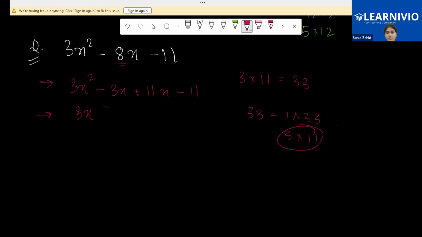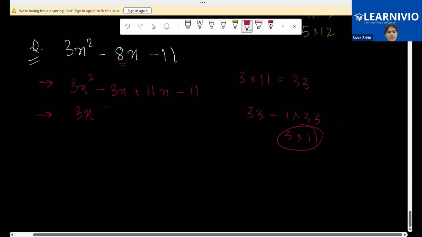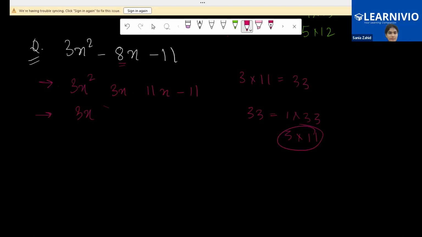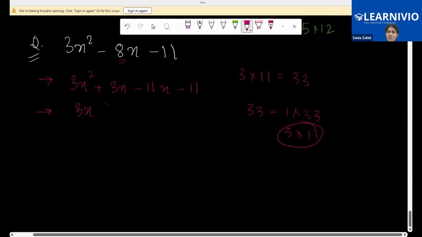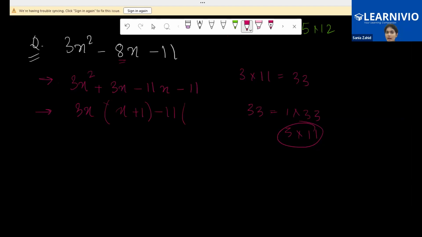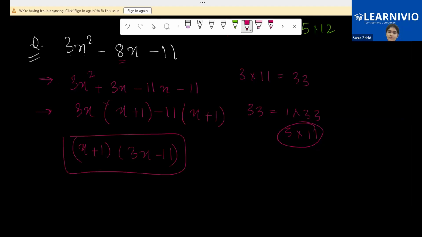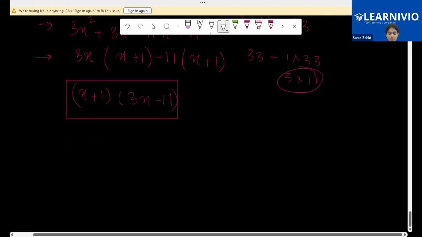Ma'am, we have to take minus 11 and plus 3. Plus 8. No, it's minus 8, right? We will take minus 11 and plus 8. Okay, it's minus 8, not plus 8. Then we can take 3x common. So I'm left with x plus 1. And here we can take minus 11 common. And then we are left with x plus 1 again. Now we can take x plus 1 common, and now 3x minus 11. Right, children? Yes. Okay, good.